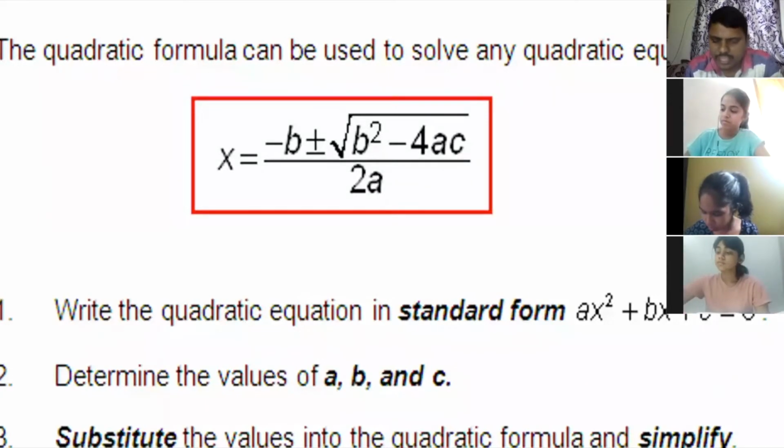Step one: write the quadratic equation in standard form. Standard form is from the highest degree to the lowest degree: ax square plus bx plus c. Step two: determine the values. What is the a value, what is the b value, what is the c value, just find it. Third step is to substitute the values in the quadratic formula and simplify.